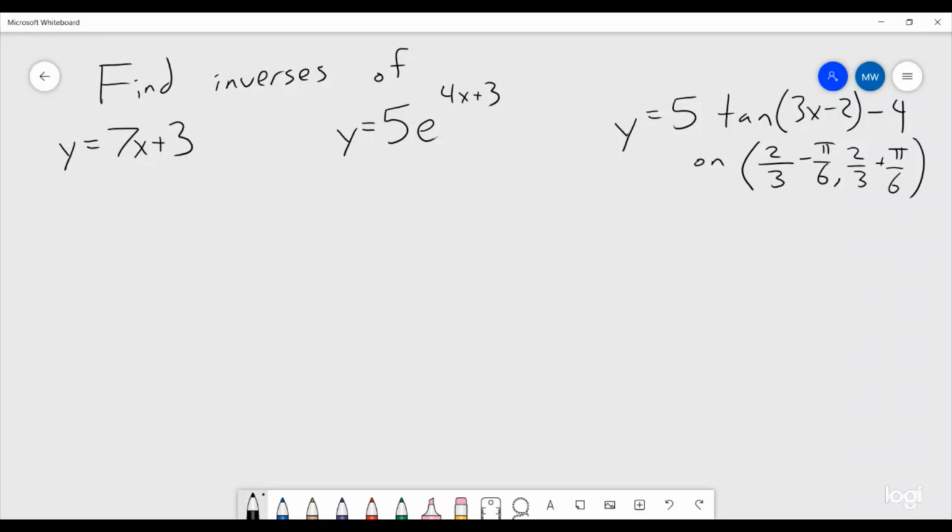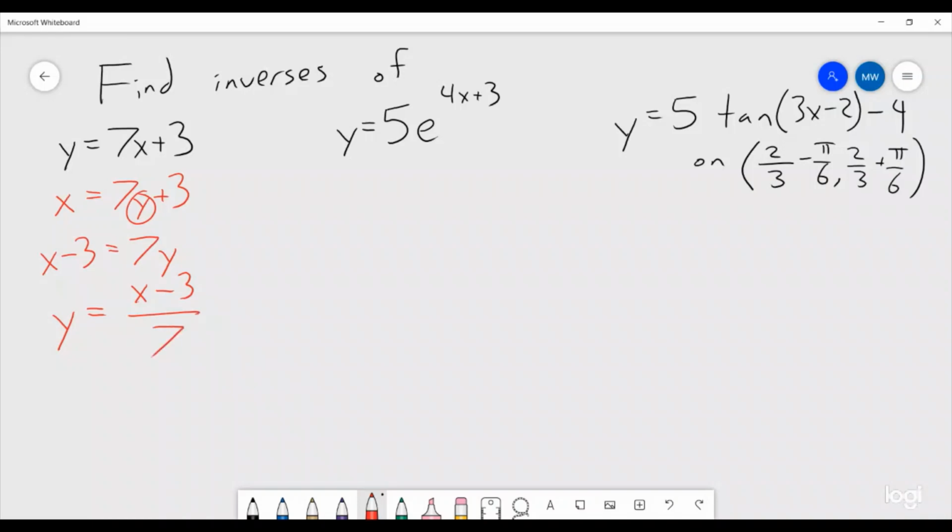Okay, so for the first one, there's a couple ways that we could do this. A common one is to switch the variables x and y and then solve for y again. So if we were to do that, we would get x equals 7y plus 3, and now we're trying to solve for y. So we'd get x minus 3 equals 7y, so then y is equal to x minus 3 over 7. That's one way we could do it.